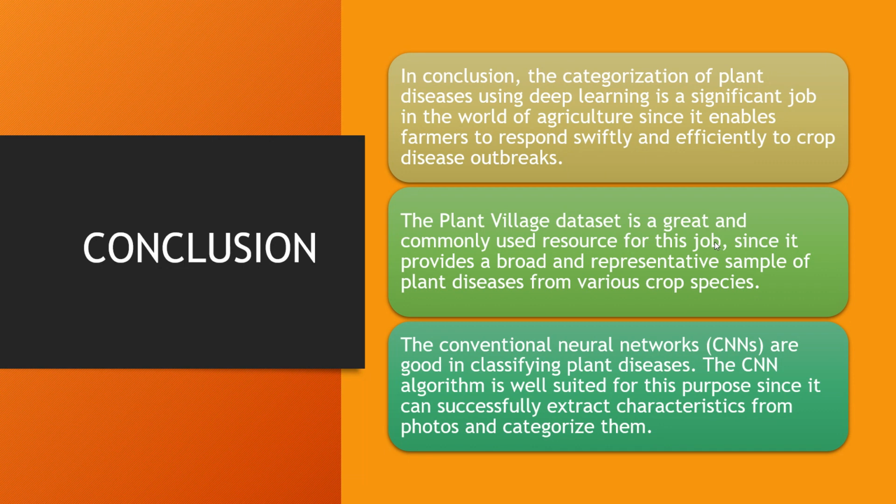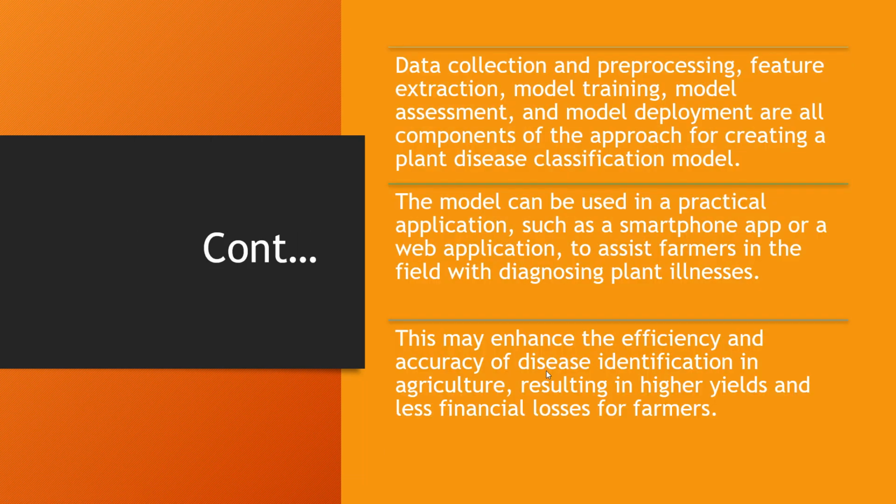Convolutional neural networks (CNNs) are good at classifying plant disease, and the CNN algorithm is suited for this purpose since it can successfully extract the characteristics from photos and categorize them. Data collection and pre-processing, feature extraction, model training, model assessment, and model deployment are components of the approach for creating a plant disease classification model. The model can be used in particular applications such as smartphone apps and web applications to assist the farmers in the field with diagnosing plant illnesses.